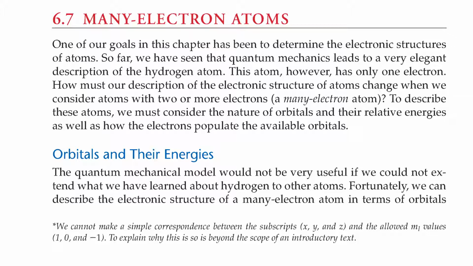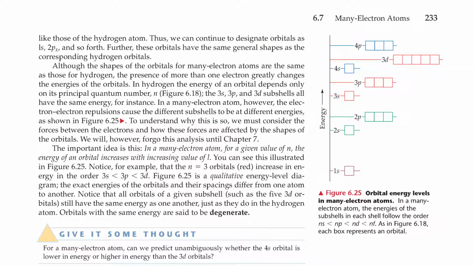To describe these atoms, we must consider the nature of orbitals and their relative energies, as well as how electrons populate the available orbitals. Section 1. Orbitals and their energies. The quantum mechanical model would not be very useful if we could not extend what we have learned about hydrogen to other atoms. Fortunately, we can describe the electronic structure of a many-electron atom in terms of orbitals like those in the hydrogen atom. Thus, we can continue to designate orbitals as 1s, 2p_x, and so forth. Further, these orbitals have the same general shapes as the corresponding hydrogen orbitals.